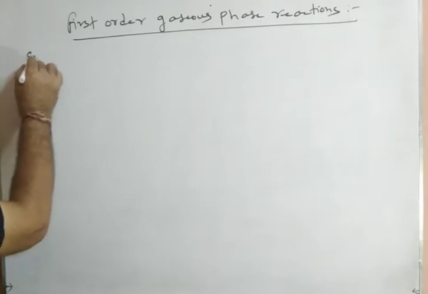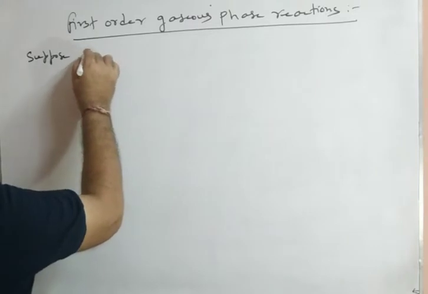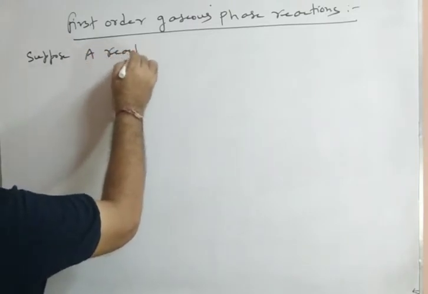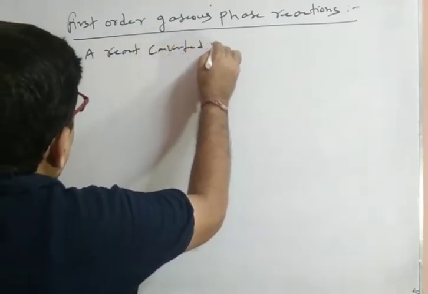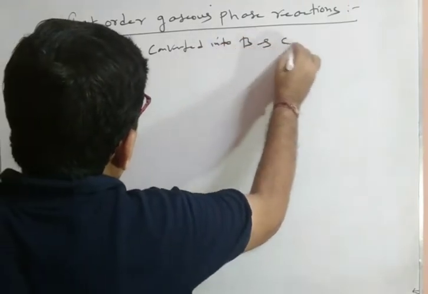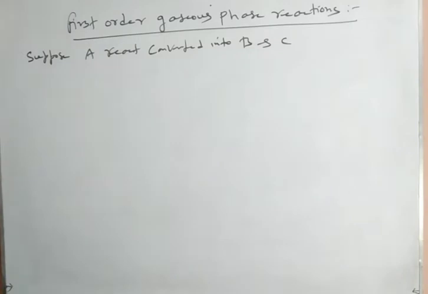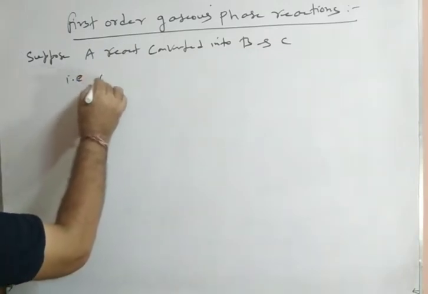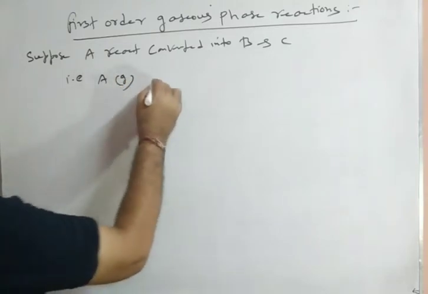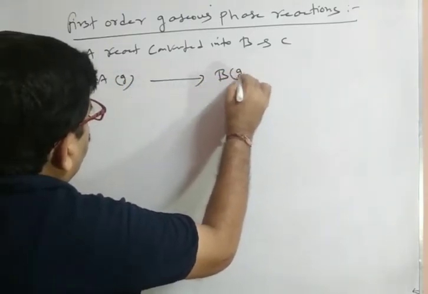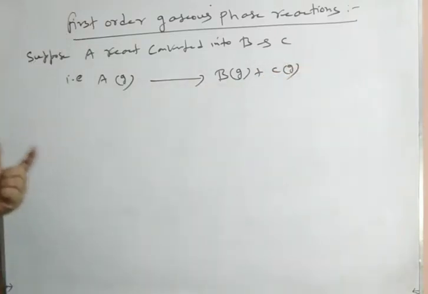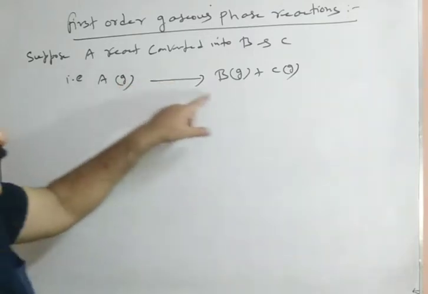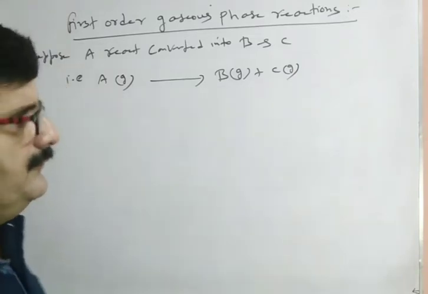Suppose a reactant A is converted into B and C, that is, A after heating produces B plus C. All are in the gaseous phase, that is, reactant and product both exist in gaseous phase.